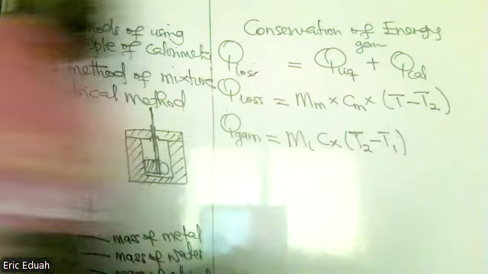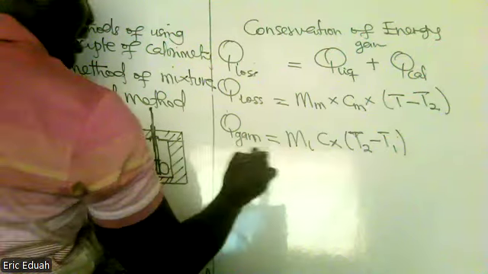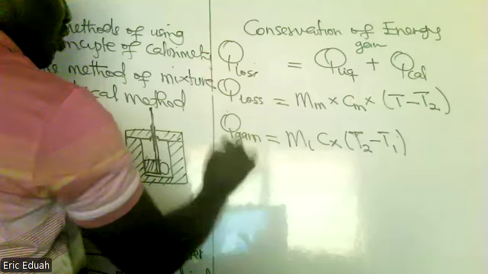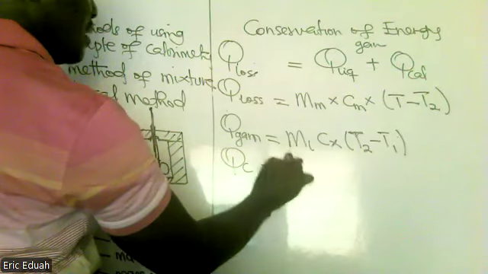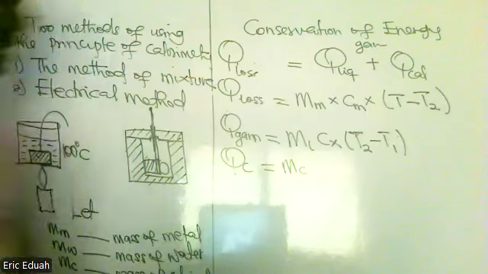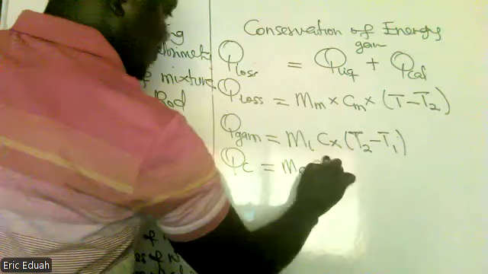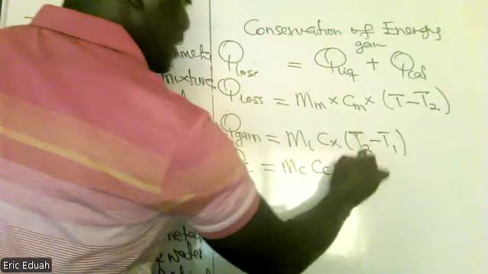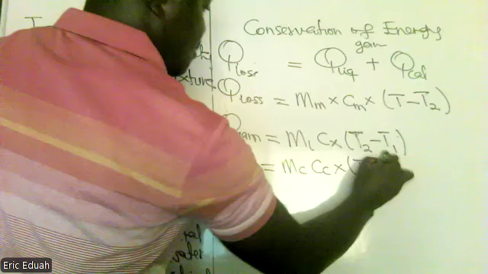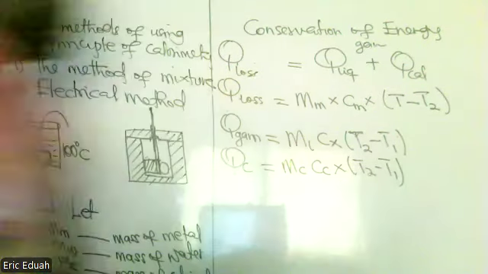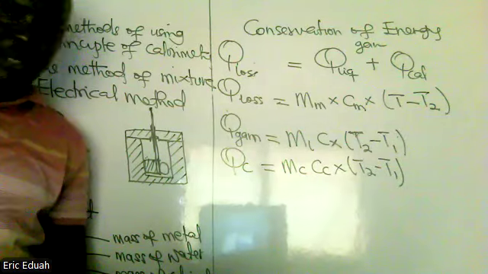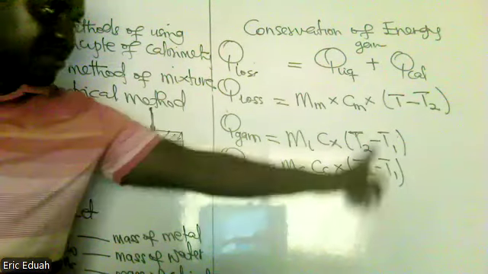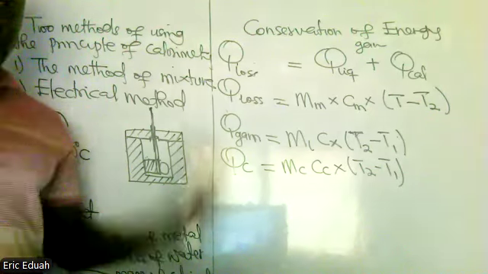liquid, which is T1. Then the heat gain by the calorimeter, Q by cal, would also be mass of calorimeter, specific heat capacity of the calorimeter, times the same change in temperature, T2 minus T1. So both the liquid and the calorimeter would have the same change in temperature. Please, is that understood?